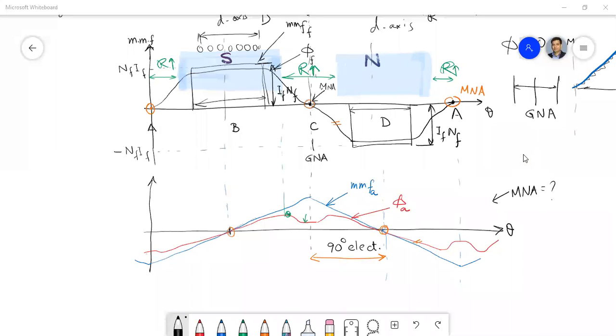B and D are basically points on the D axis, direct axis. GNA are placed in the quadrature axis. So that means geometrically equal distance from two consecutive pole tips.